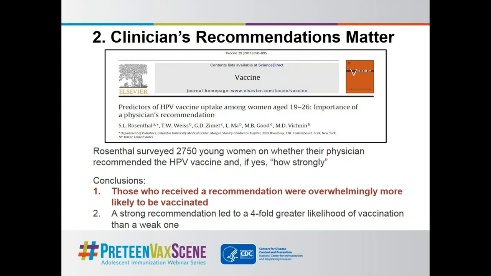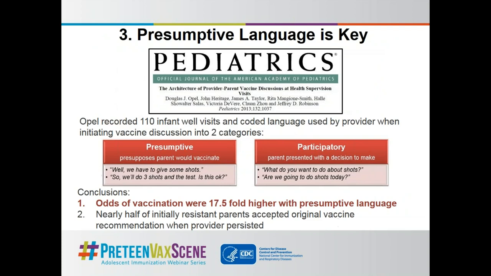In the last study I want to share, OPAL recorded infant well visits and coded the language used by the provider when initiating the vaccine discussion into two categories: presumptive, where the provider presupposes that the parent would vaccinate, and participatory, where the parent is presented with a decision to make. Examples of the presumptive style are, well, we have to give some shots, or so we'll do 3 shots today. Is this okay? And examples of the participatory style are, what do you want to do about shots? Or are we going to do shots today? The odds of vaccination were 17.5-fold higher with presumptive language.